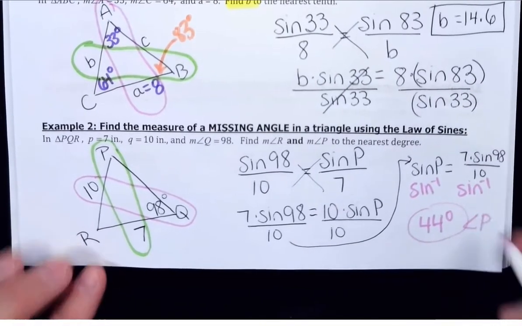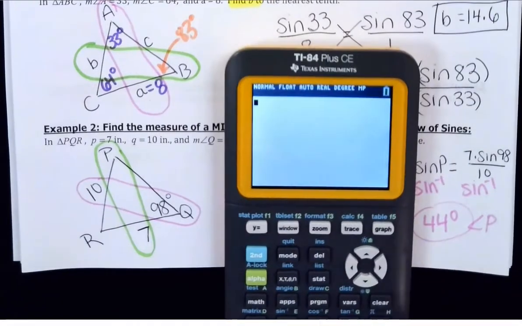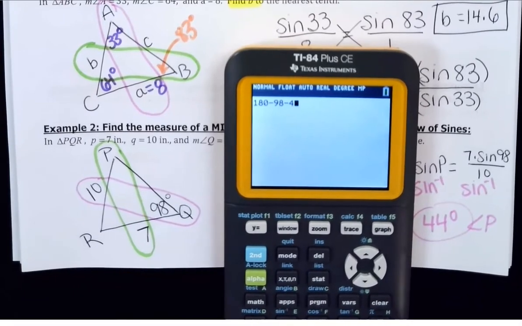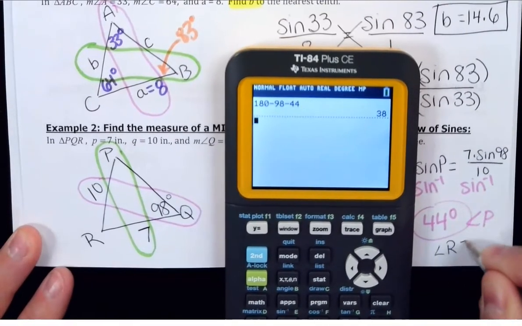Now, before I quit and go on to the next question, this is angle P. The question also asks us to find angle R. So then I can just use my geometry because I know the inside angles of a triangle add up to 180. So I know angle Q is 98, angle P is 44. So the leftover, if I subtract that, would make angle R to be 38.